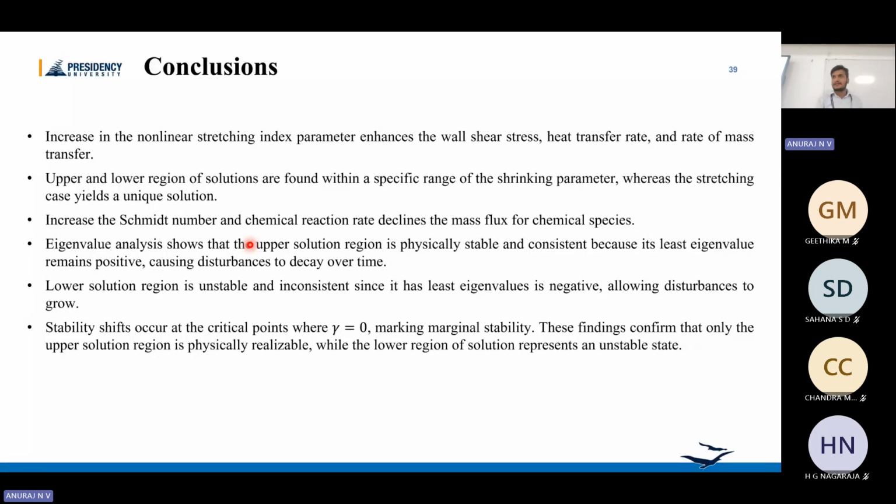Basically, this is the conclusion. Whatever I said is in the same form in the conclusion. This helps in design accuracy. Recognizing both branches prevents engineers from designing industrial processes like polymer processing and wrapping shrinking sheet processes around the unstable lower region, which would lead to sudden flow breakdowns. In some real world cases, sudden breakdown of the flow can happen when they consider the other cases. That is the main usefulness of this study. Thank you one and all.